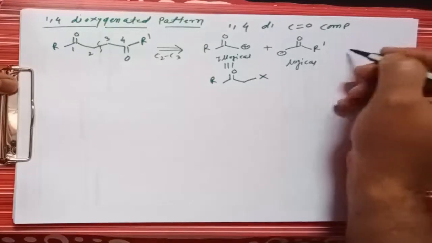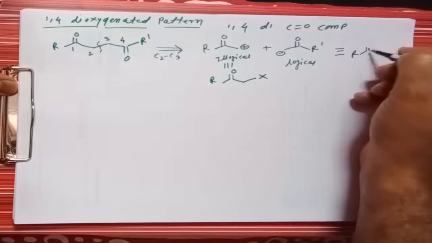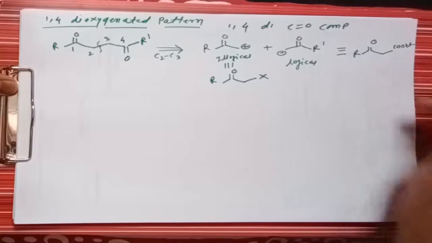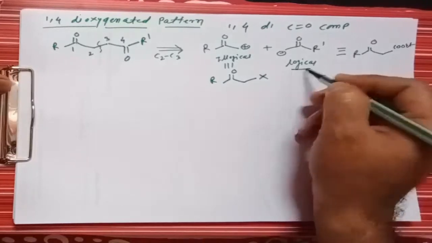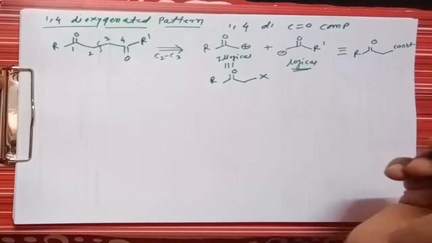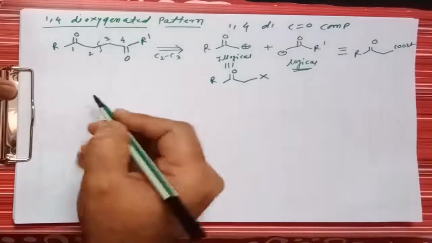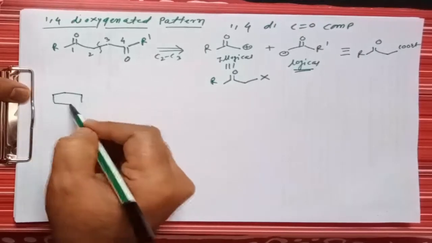And such type of molecule can be made by activation, that is R C double bond O CH2 COOEt. So it is called activation, and this is a good synthetic equivalent for such type of carbon atom containing a negative charge. Let us see one target molecule which contains such type of 1,4 dicarbonyl compound.